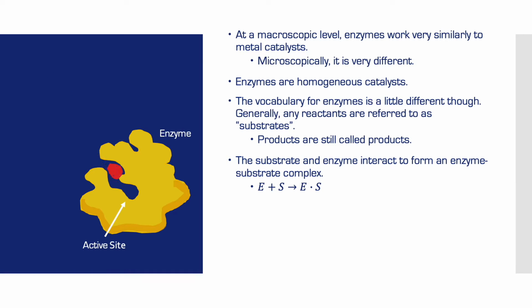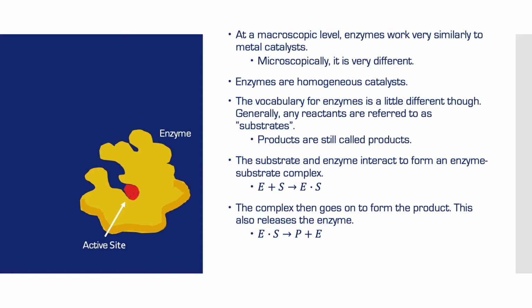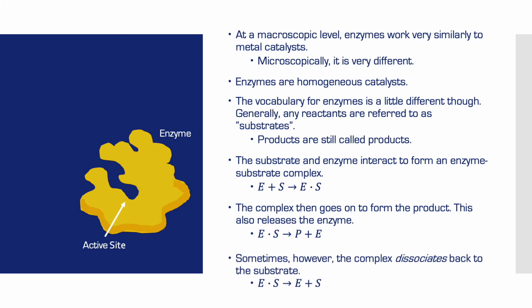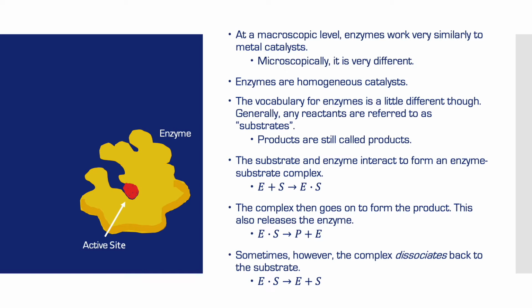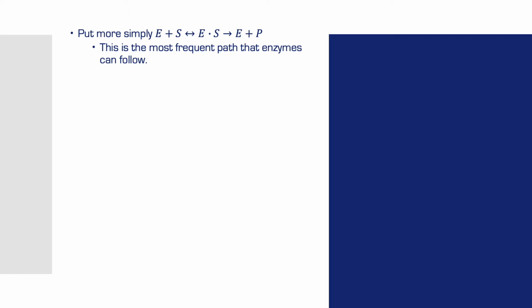The substrate and enzyme interact to form an enzyme-substrate complex. The complex then goes on to form the product. This also releases the enzyme. Sometimes, however, the complex dissociates back to the substrate. Put more simply, an enzyme and a substrate react to form an enzyme and a product. This is the most frequent path that an enzyme can follow.